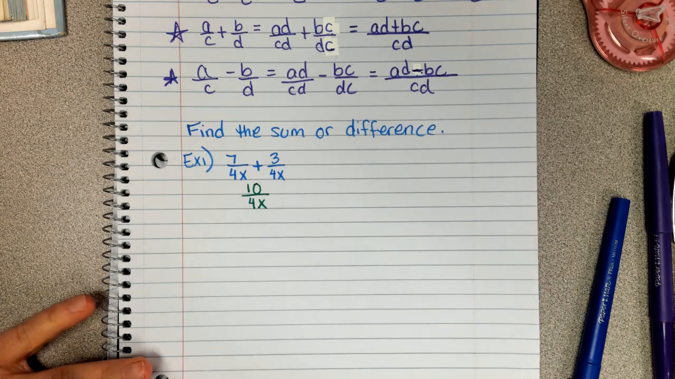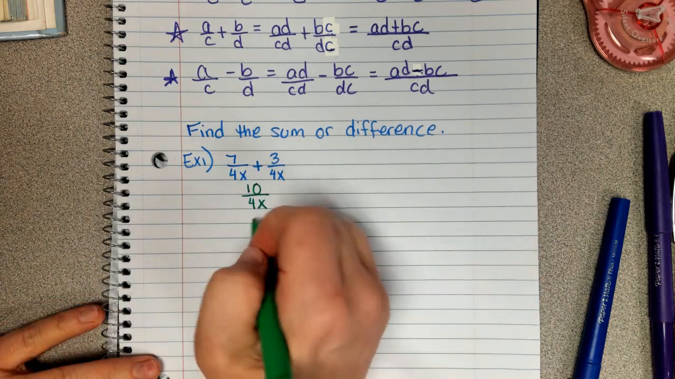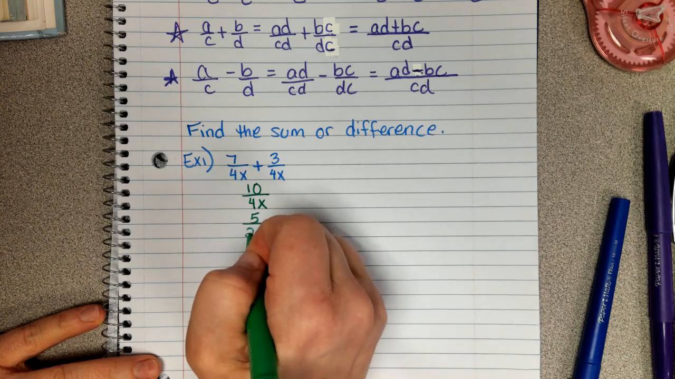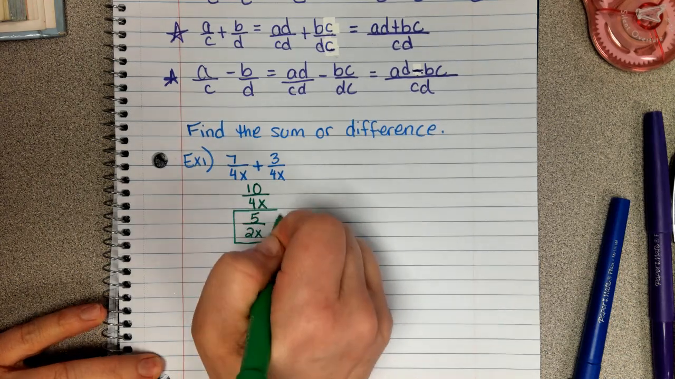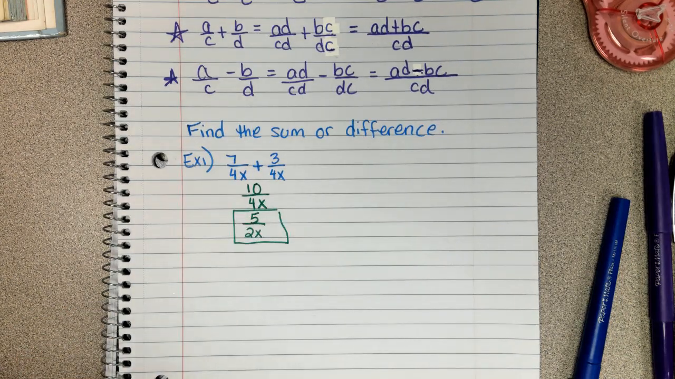Naturally, I would simplify that. I could simplify that by 2. So that would be the same thing as 5 over 2x, and that would be my final simplified sum. Excuse me, this is a sum, all right?